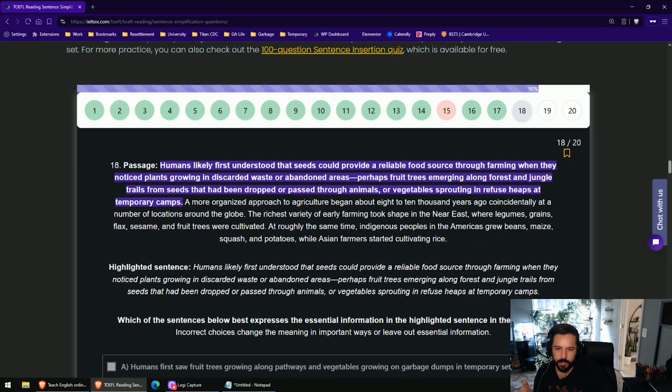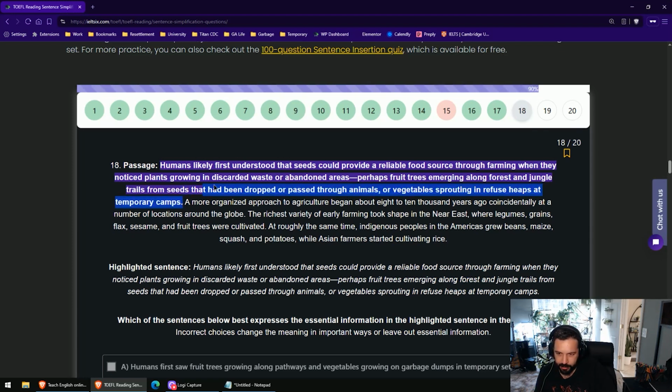Humans likely first understood that seeds could provide a reliable food source through farming when they noticed plants growing in discarded waste or abandoned areas, perhaps fruit trees emerging along forests and jungle trails from seeds that had been dropped or passed through animals. Oof, I butchered the reading of that one. Or vegetables sprouting in refuse heaps at temporary camps.